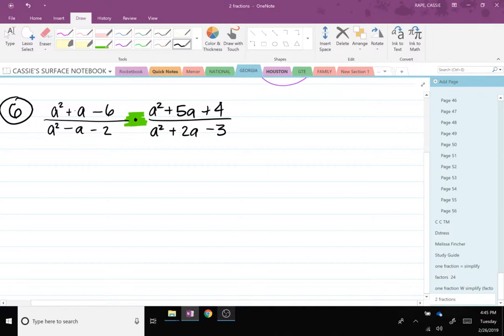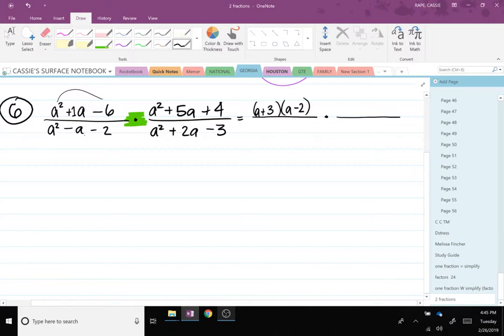I'm going to go through it pretty quickly, but you probably might want to do that x thing that you do. But a squared plus a minus 6. I know that two numbers that have to multiply to give me a negative 6 and add to give me a positive 1. Remember, that's a 1a right there. The only way I can do that is with a 3 and a negative 2. Positive 3 times negative 2 is negative 6. Positive 3 plus negative 2 is going to be that 1. So it's going to be a plus 3, a minus 2.